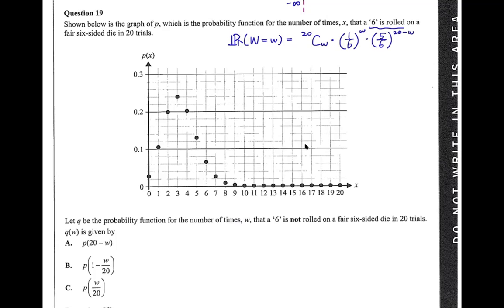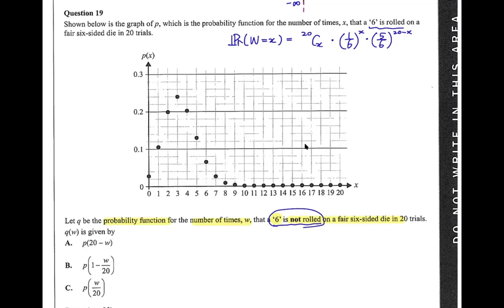Okay, now, if you are using this one, the probability density function for the number of times w that a 6 is not rolled on a fair 6-sided die. Okay, now we better use another letter. Let's say x.